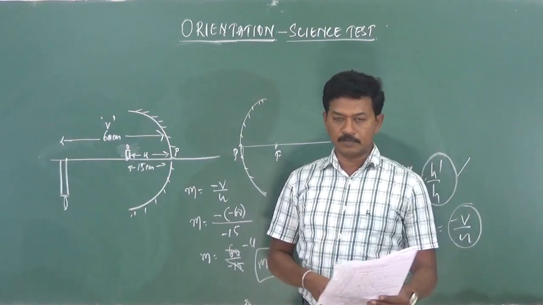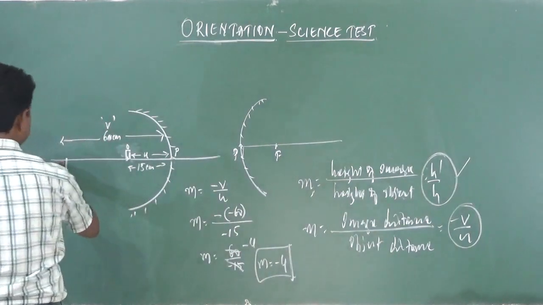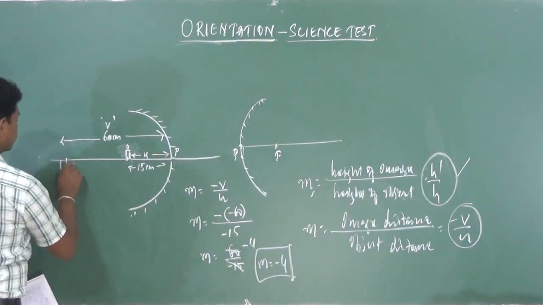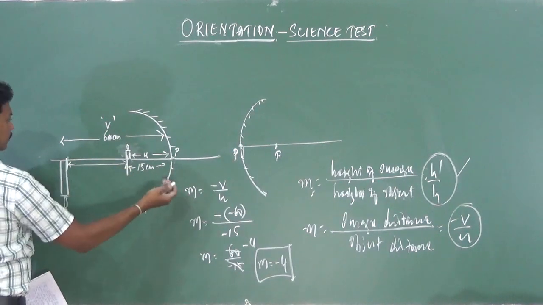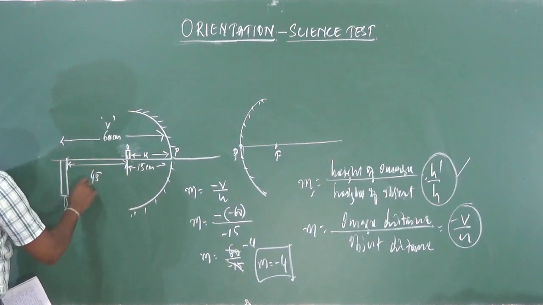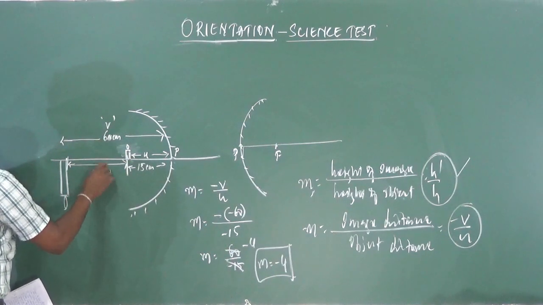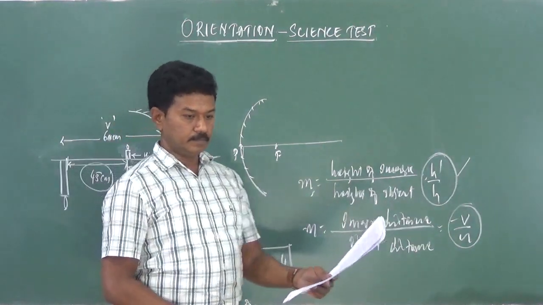Find the distance between the object and image. So here is the object and here is the image. So they are asking you this distance. They want this distance. So it's very simple: 60 minus 15, that is 45 centimeters. So 45 centimeters is the distance between object and image.